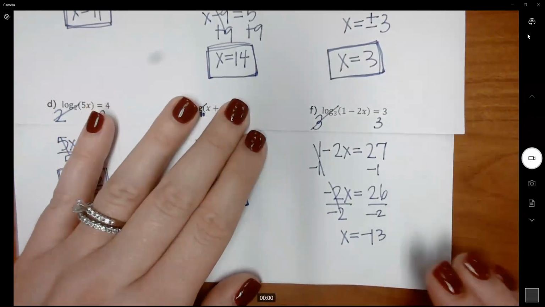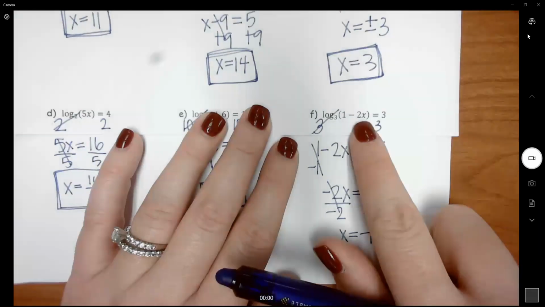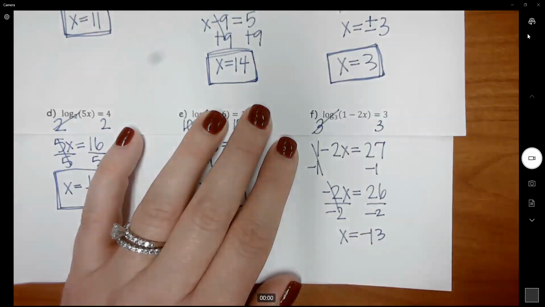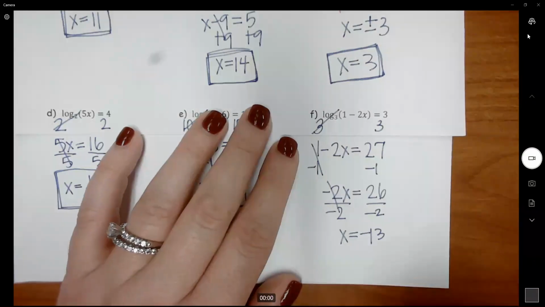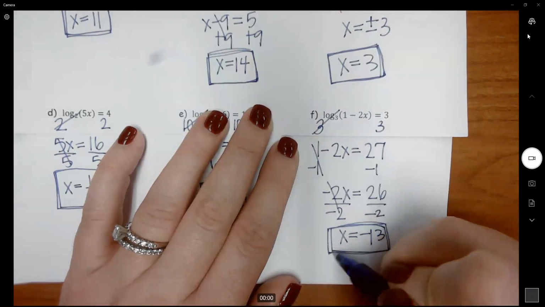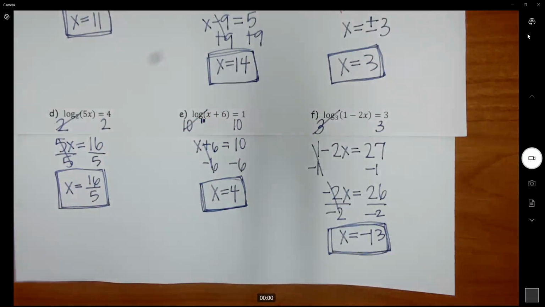When I plug that in, do I get a positive log? Negative 13 times a negative 2 is positive 26. So you've got 1 plus 26, that is 27. That's okay. So it's okay that your x is negative. It's when you plug it in, do you get a positive?